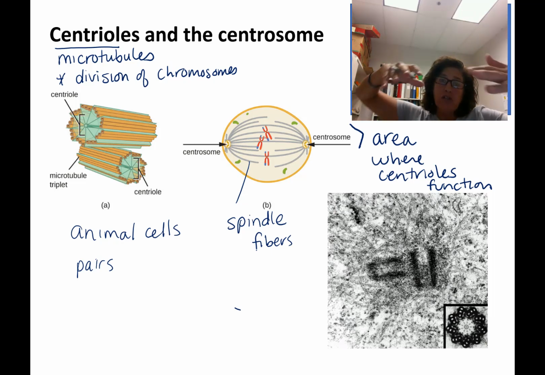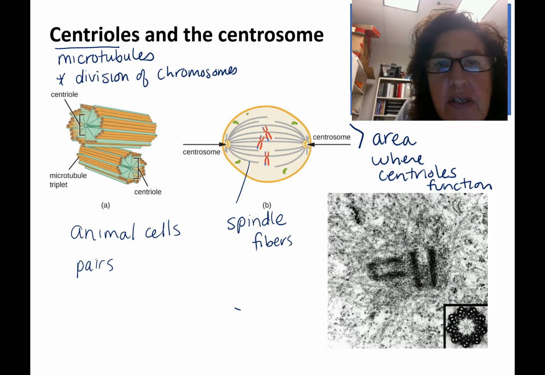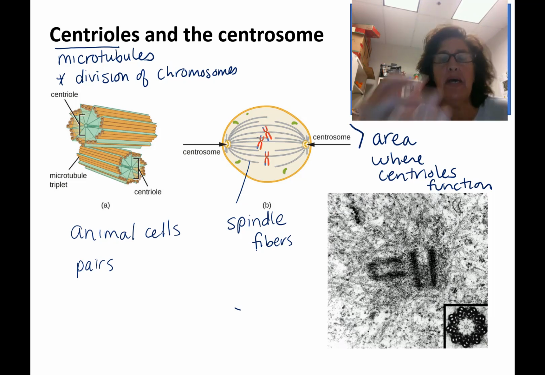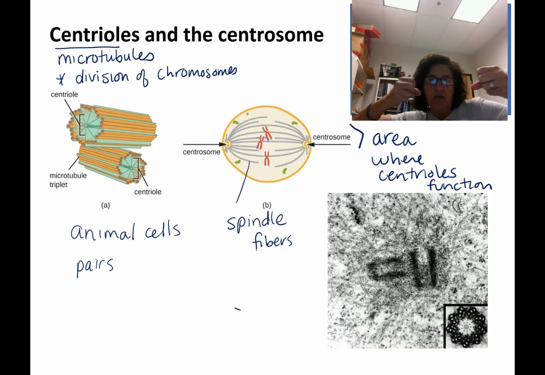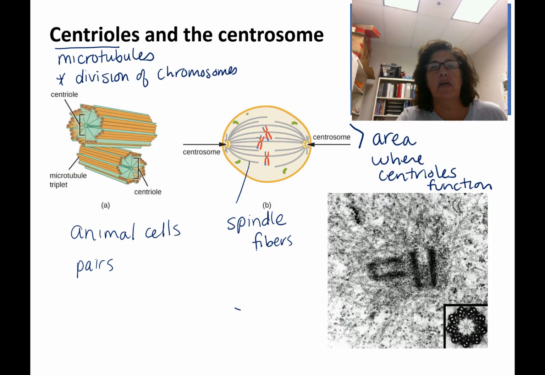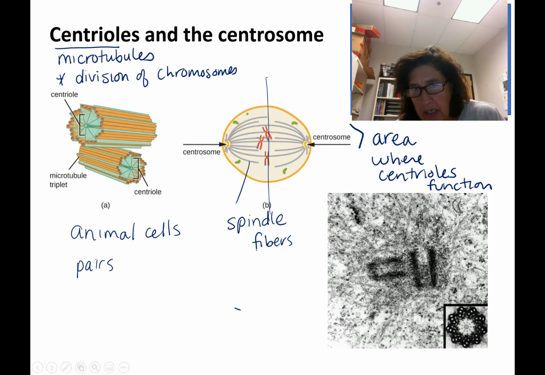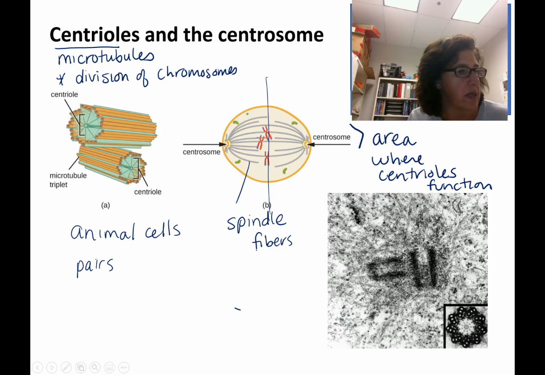These spindle fibers are also microtubules, and what it's trying to show you here is that they're connecting to these replicated chromosomes, and as the cell divides, the spindle fibers pull the chromosomes towards the different centrosomes, and then the cell will split down the middle. So we'll discuss this more when we talk about mitosis and meiosis. Here's an electron micrograph. You can see the centrioles right there.